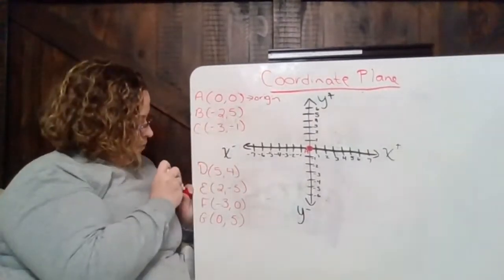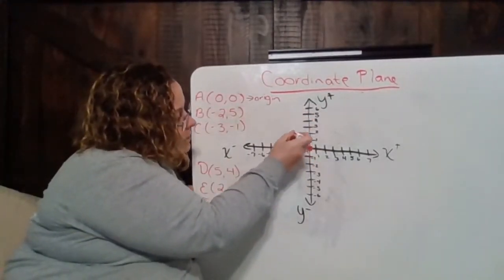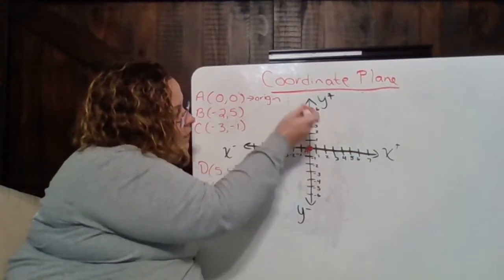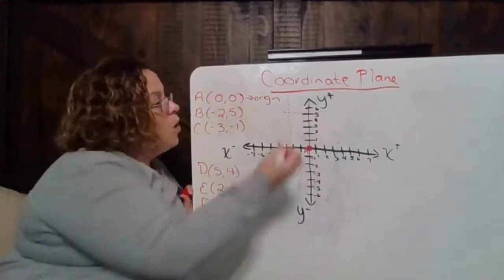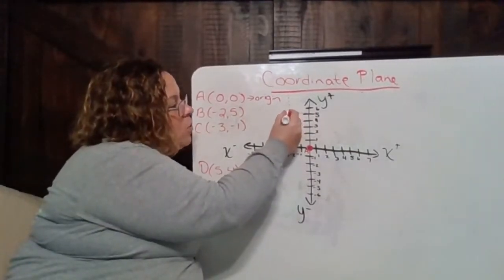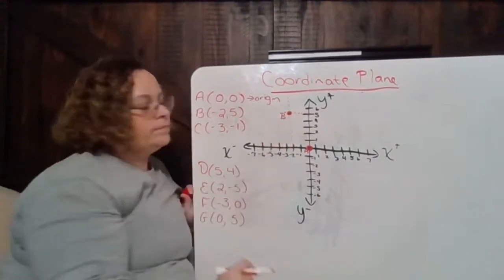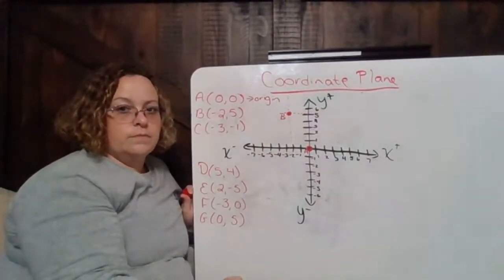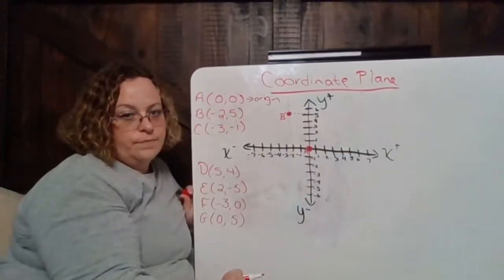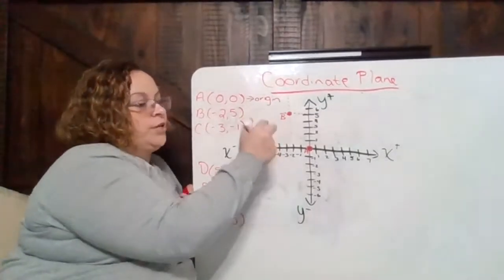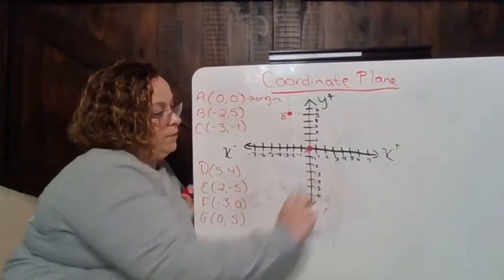Okay, so this is what I'm going to show you. So I'm going to go to -2, and then my y is 5. So if you do that, wherever they cross is your actual ordered pair. So this is B. Okay, so you follow your x first, and then you find your y. Now, this is in quadrant 2. Remember, 1, 2, 3, 4.